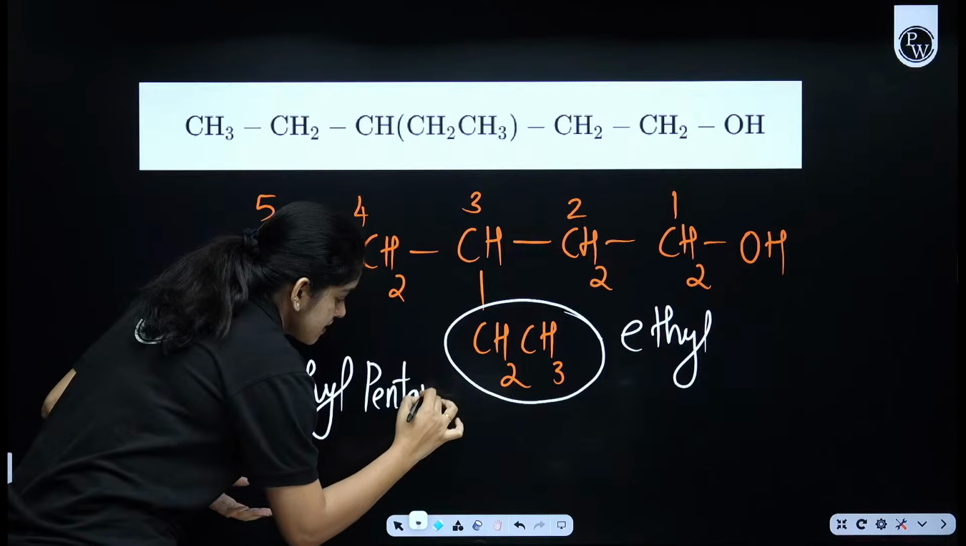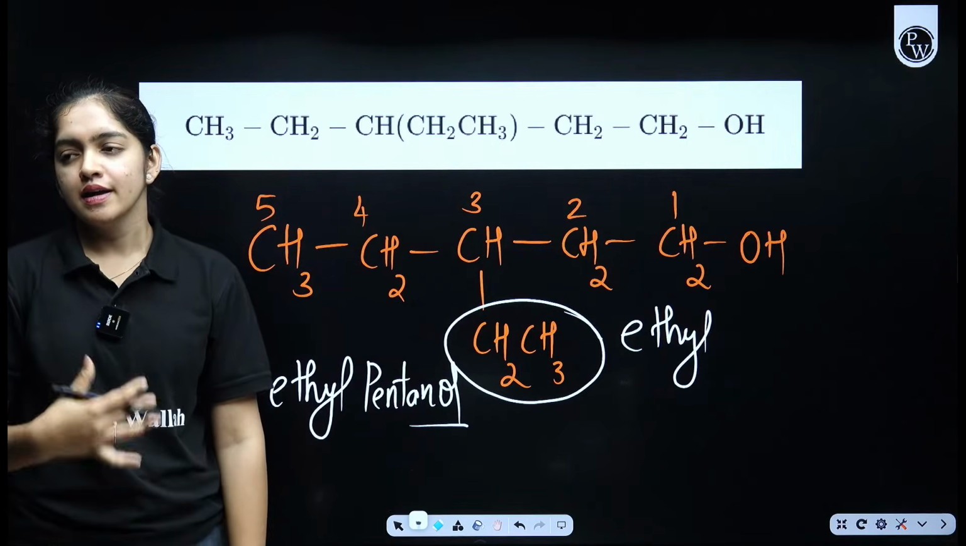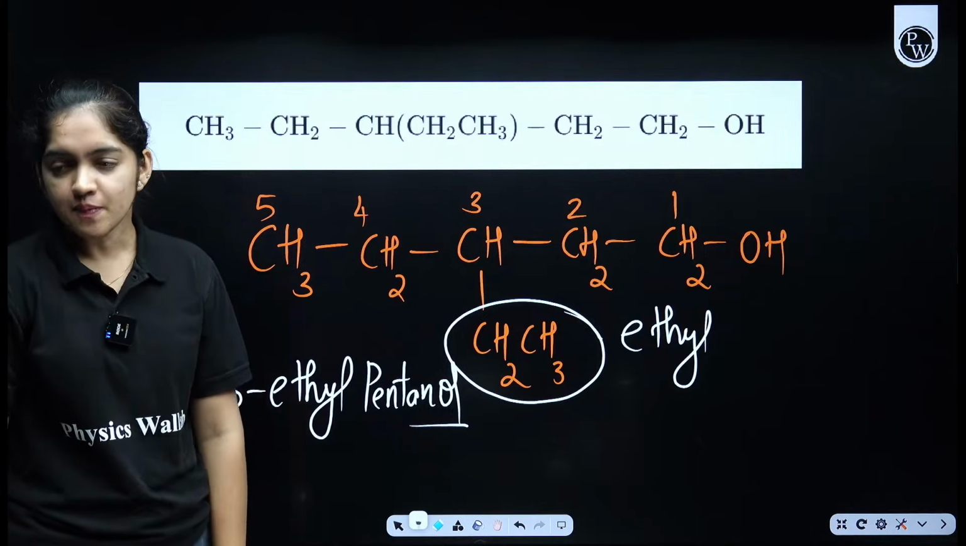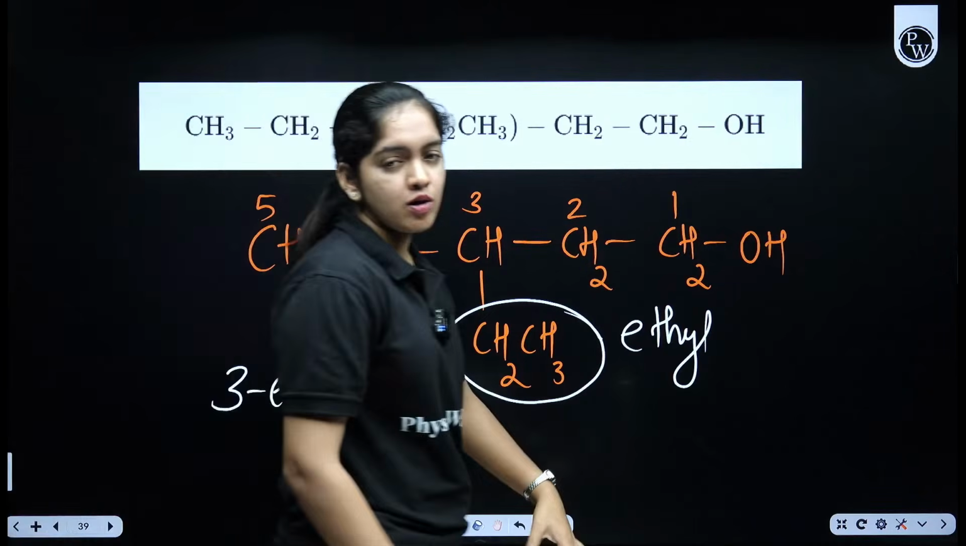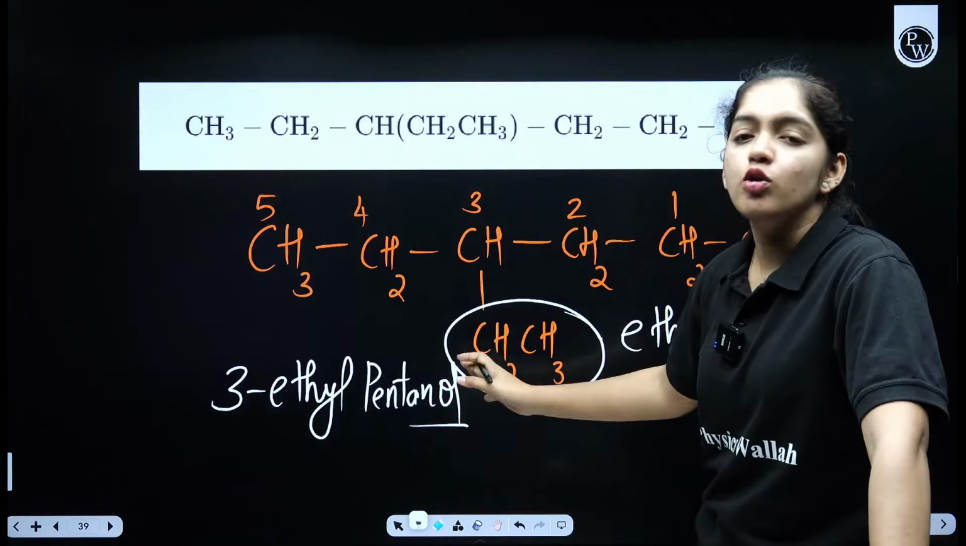Pentan. Ol. Alcohol means it will be ending with the name ol. Clear? So, we got the name of this organic compound. What is the name of this organic compound? 3 ethyl pentan ol. Clear?